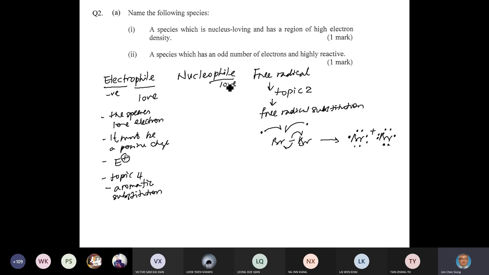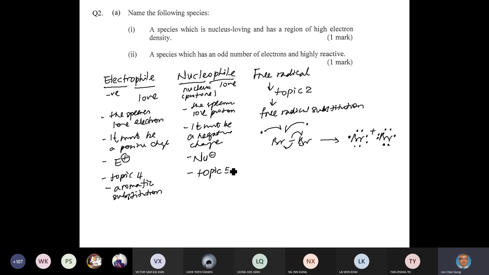Now we go to nucleophile. Phile also refers to love. But what does it love? It loves the nucleus. Inside the nucleus, you got what? They got protons. Correct or not? So you love protons, it means it should refer to the species that loves protons. To love protons, it must be a negative charge. Get it? So normally we put Nu negative. Okay, which topics normally use it? Oh, we have so many topics that use it. For example, we use it in topic number 5. We use it in topic number 7, this one refers to ketone and aldehyde.